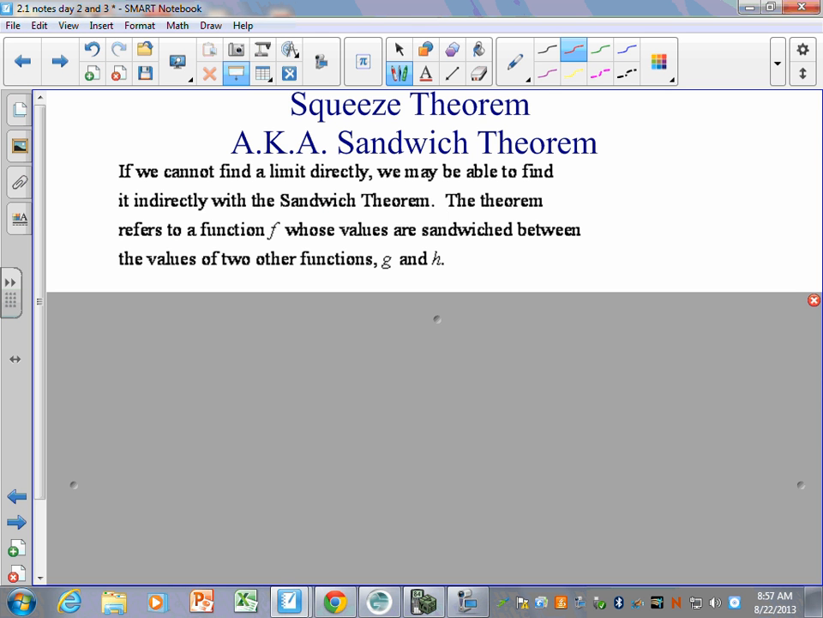Because the theorem refers to a function whose values are sandwiched between two other functions. Or the other reason it's called the squeeze theorem is you have one function that you can put in between two other functions, so you can think about squeezing it in between the two. But it's easier to think about a function being sandwiched in between the other two. And I have a little metaphor for you about a sandwich, like a bologna sandwich.